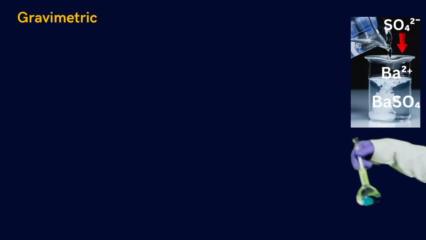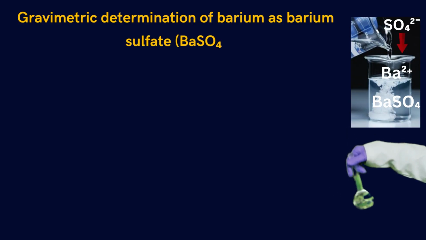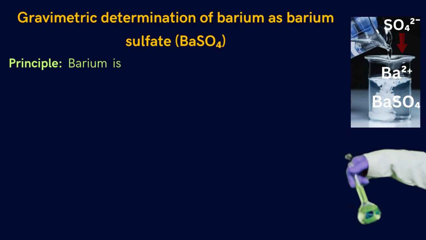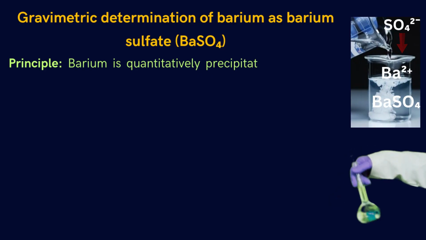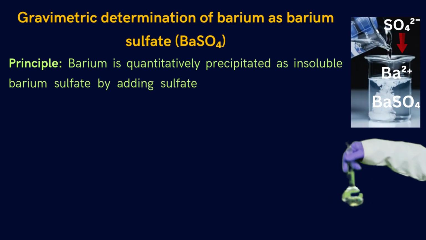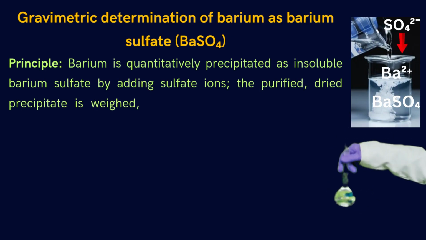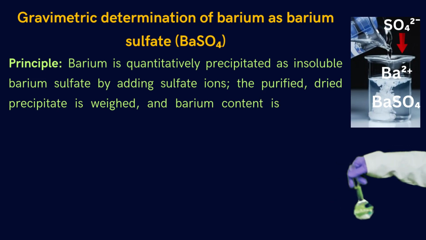Let us learn the gravimetric determination of barium as barium sulfate, BaSO4. The principle is that barium is quantitatively precipitated as insoluble barium sulfate by adding sulfate ions. The purified, dried precipitate is weighed, and the barium content is calculated using stoichiometry.